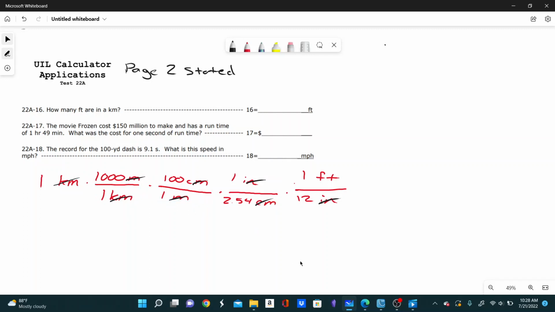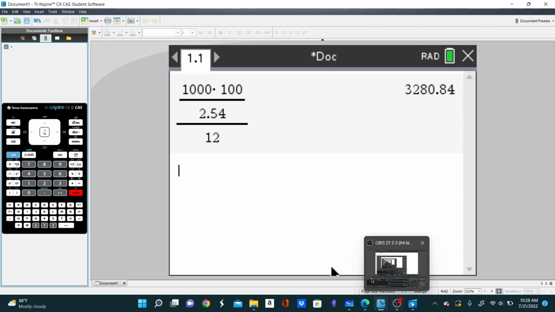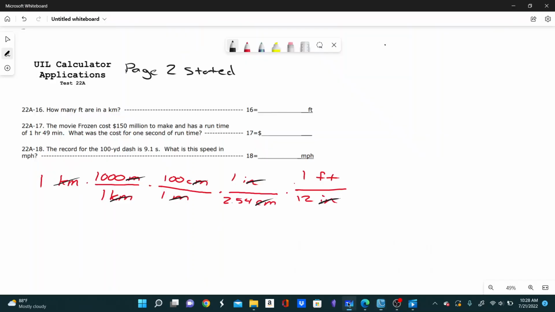So it'll be 1,000 times 100 divided by 2.54 and then divided by 12. So 1,000 times 100 divided by 2.54 divided by 12, rounding to 3 sig figs, we get 3,280 feet.